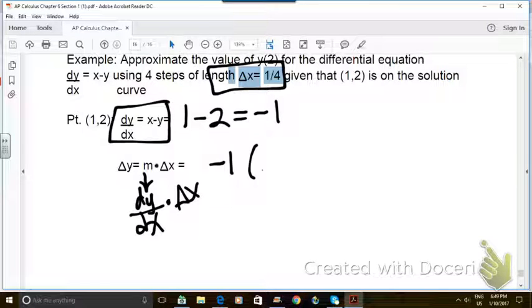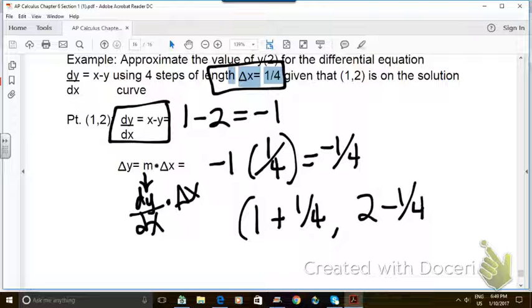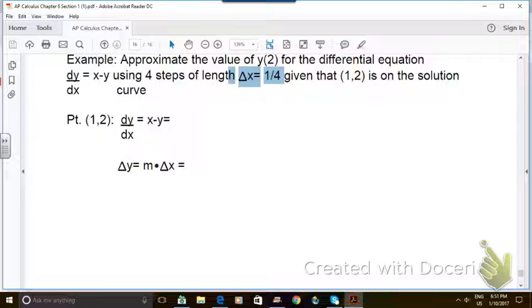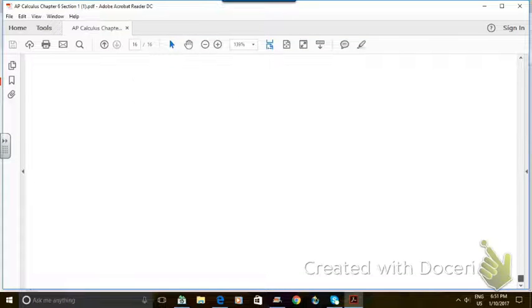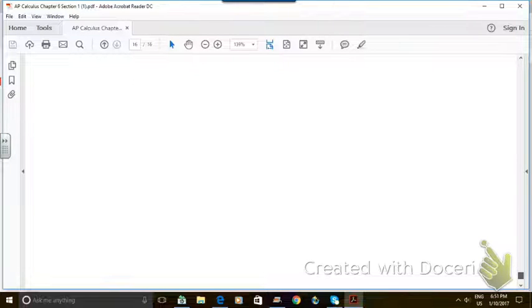So again, I'm going to use fractions. So that would be a negative 1/4. So my new point is going to be 1 plus 1/4 and 2 minus 1/4. So my new point is 5/4, and 2 minus 1/4 would be 8/4 minus 1/4 is 7/4. And, oh, I guess I could have left it there. I'm going to repeat the process again.